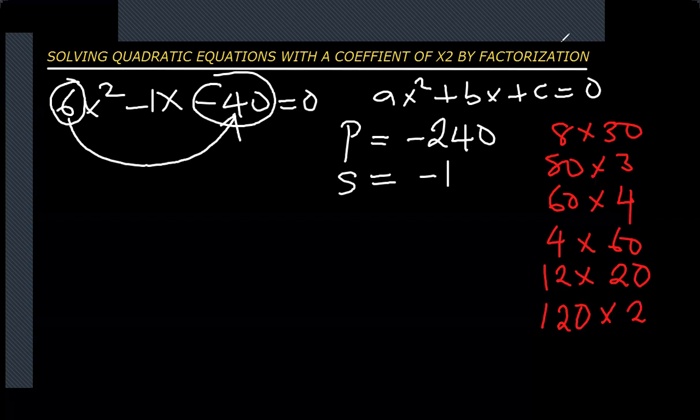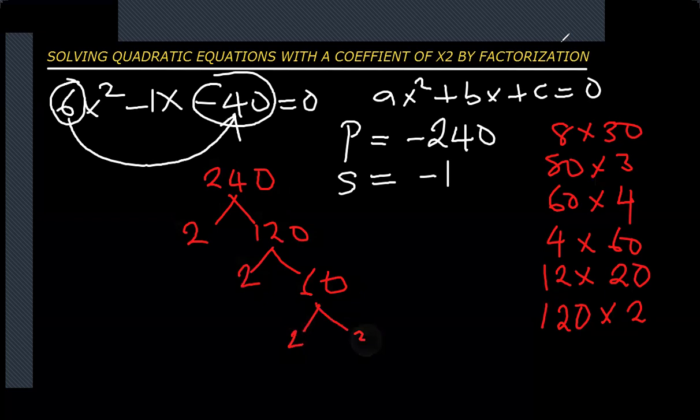In case you get a challenging question like this, the best approach would be to use the factorization method to get our factors. So let's try. We have 240. We have 2 times 120, 2 times 60, 2 times 30, 2 times 15, and then you have 3 times 5.